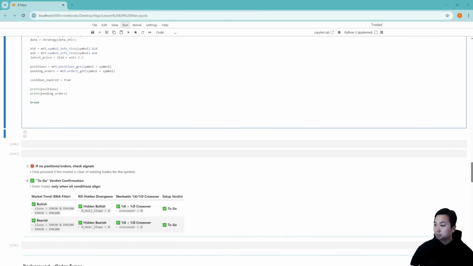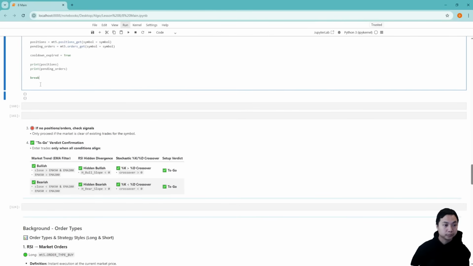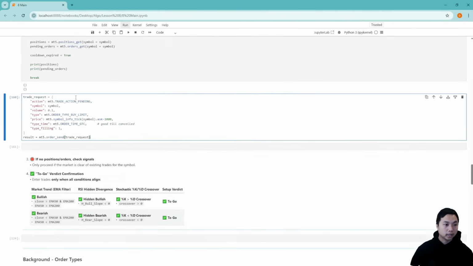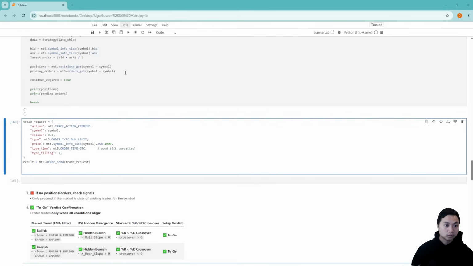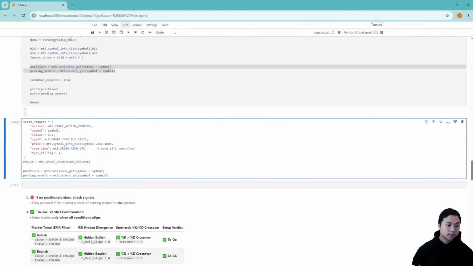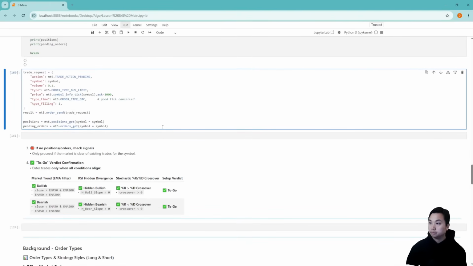Let's have a quick test. Let's say if we're going to execute a trade, let's see what we have from these positions and pending orders. But for the time being, just ignore what we've done here. Later on, I'll show you how we do the executions.